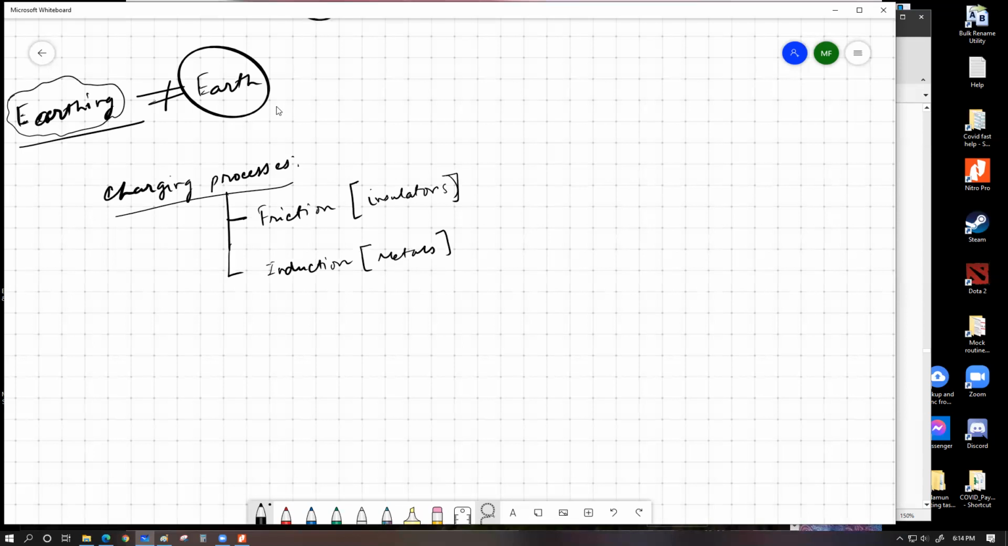I'll tell you individually why friction is not a good idea for metals and why induction is not a good idea for insulators. I'll tell you that in a bit. First, how does charging by friction work? What you need to understand is that every electron has some attraction with its atom. The amount of attraction can vary from electron to electron and from one atom to another atom, but normally they're attached. They have some attraction to the atom.